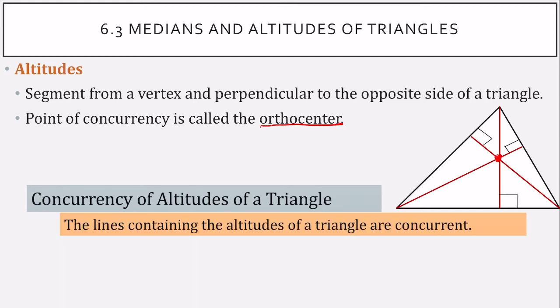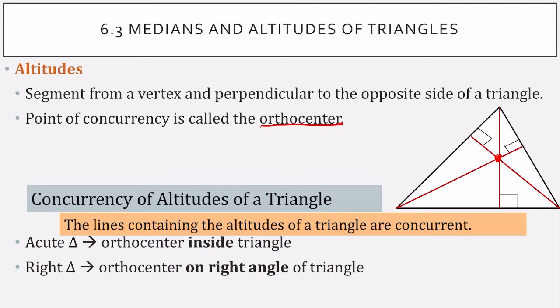The lines containing the altitudes of a triangle are concurrent. That just means that, well, they're concurrent, but it's not really a special point. However, in an acute triangle, the orthocenter is inside the triangle, as you see there. On a right triangle, the orthocenter is on the right triangle. So, if that's perpendicular, then that side is one altitude, that side's another altitude, and that would be the other altitude. So the point of concurrency is right there on the right angle.